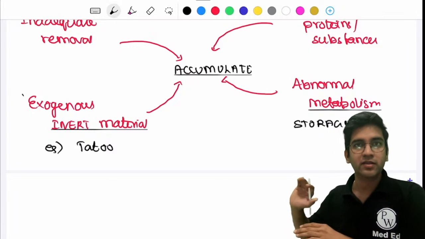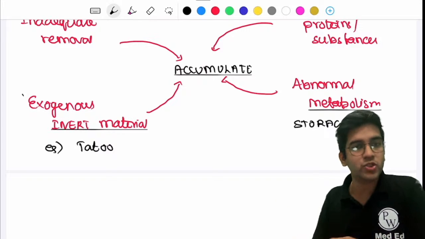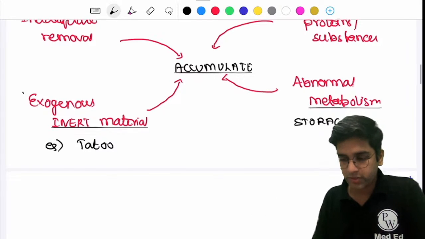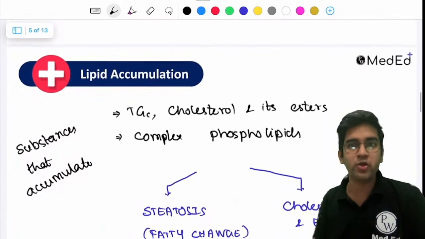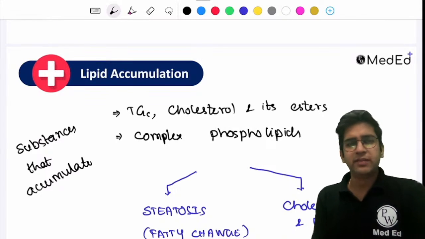Now here, the simple thing is why they are accumulating. Now let's go to the main part of today's discussion, which is lipid accumulation, right? We're going to read about lipid accumulation, okay? So lipids, there are multiple types of lipids.